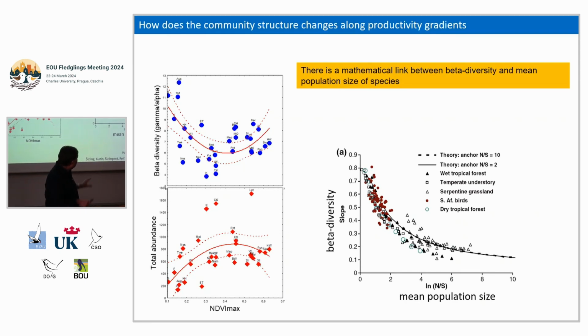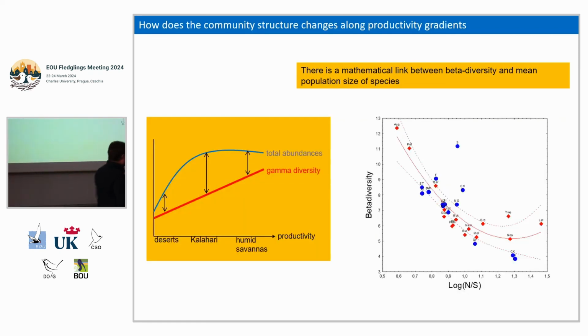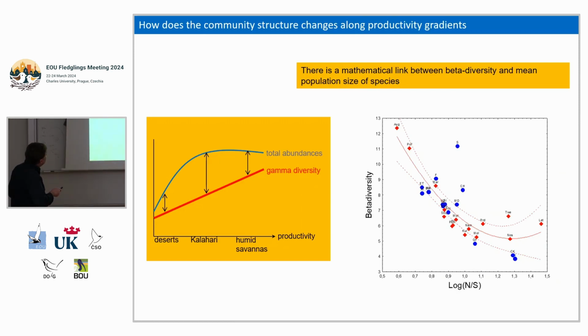Again, not going into the details, but if mean population size is large, the beta diversity is low, and vice versa. Why is this important? Because we can interpret the patterns along the productivity gradient as follows. Here you increase productivity, and whereas gamma diversity increases, total abundances do not increase, which means that in the middle of the gradient there is the highest abundance for a given number of species, so that the individual populations are largest.